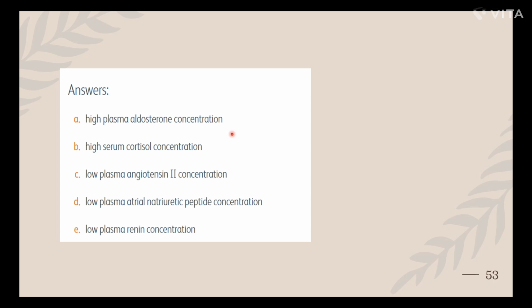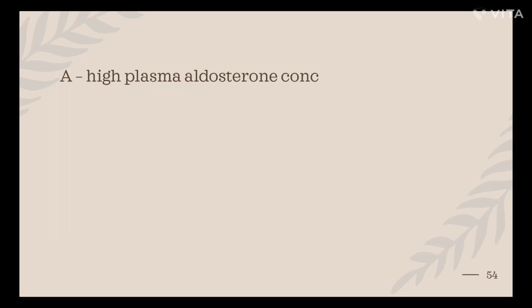In congestive heart failure, the atrial natriuretic peptide will be high and there is low sodium. So in response to that, aldosterone will be high. So it is high plasma aldosterone. To have high aldosterone, we'll have high renin also. So that option is wrong. So atrial natriuretic peptide will be high, renin will be high, and your aldosterone will be high.